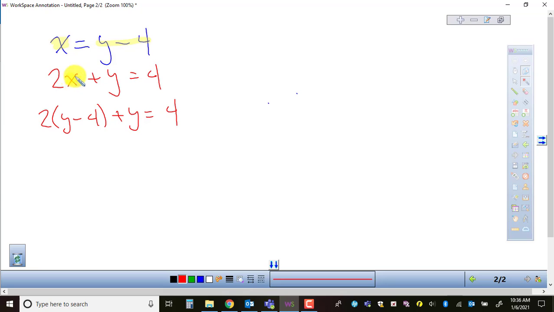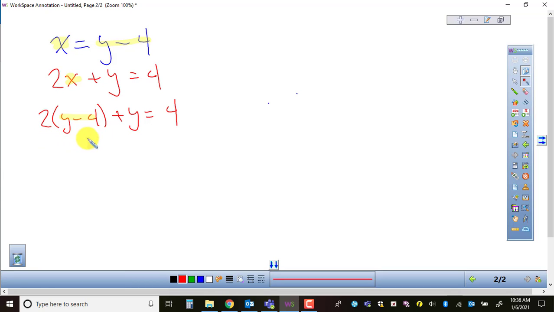So again, I've taken this x out and replaced it with y minus 4. Remember, these are equal to each other, x and y minus 4. So I have the same equation, but instead of an x, I replaced it with y minus 4. Now I have an equation that only contains one variable. It only contains y. So I can now solve this equation for y.